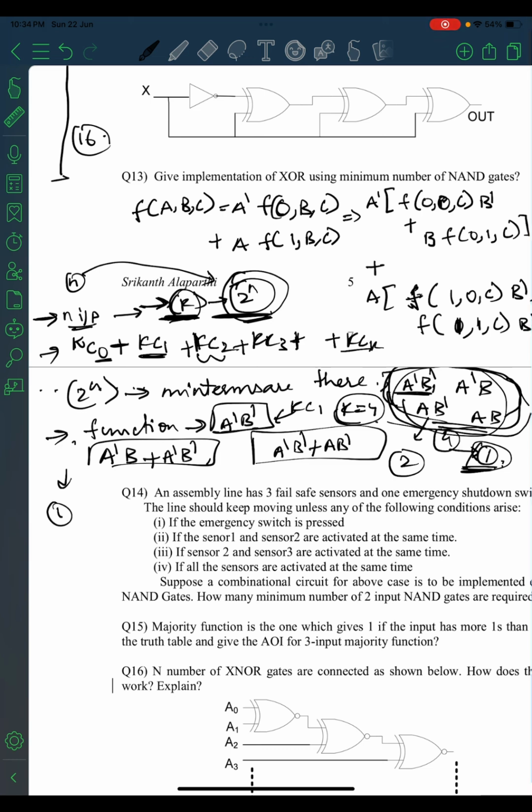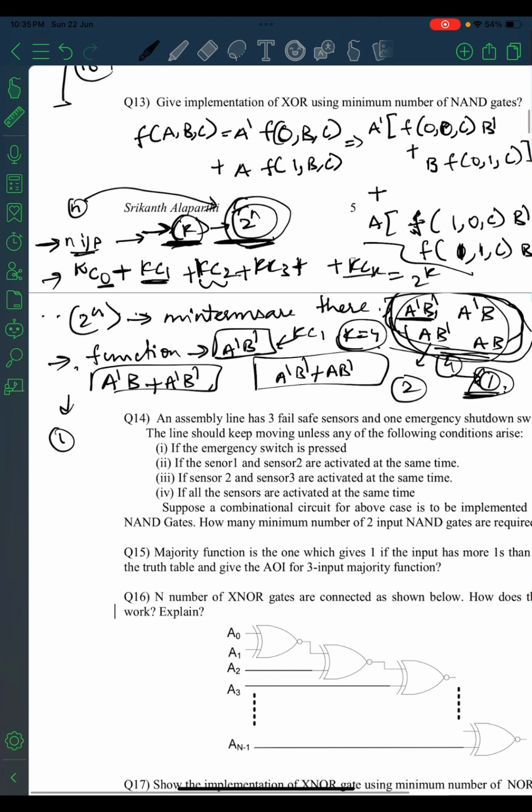So kC0 plus kC1 plus kC2 and so on up to kCk. In our intermediate maths we have done this already. The equivalent is 2 to the power of k. Like here we have nC0 plus nC1 up to nCn, and this value is equal to 2 to the power of n, because it is the expansion of (1 plus 1) to the power of n. If we expand this, we will get this result. Here n is equal to k. What is k? K is equal to 2 to the power of n.